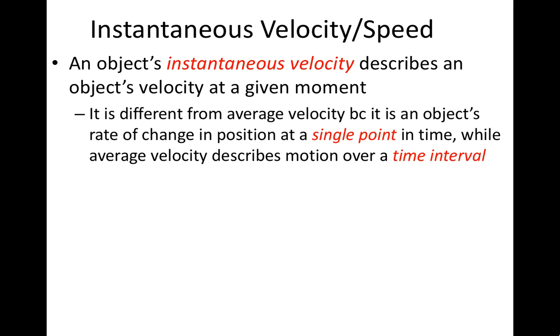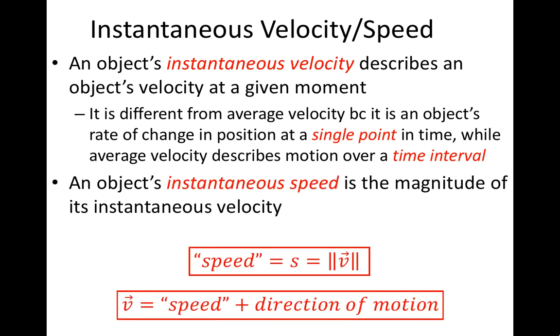We should also note that for objects that move with constant velocity, average velocity over a given time interval is going to be exactly the same as the instantaneous velocity for any time during that time interval. So there's really no need to distinguish between instantaneous and average velocities for objects that move with a constant velocity. It's only for objects with changing velocity that we require this distinction.